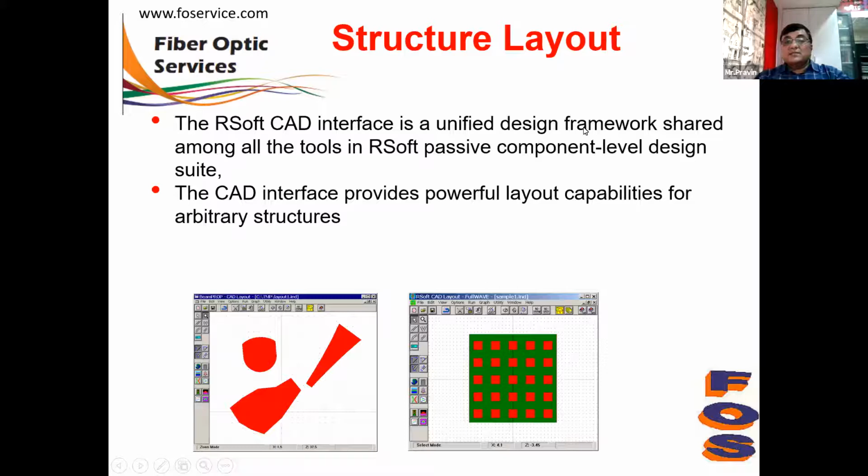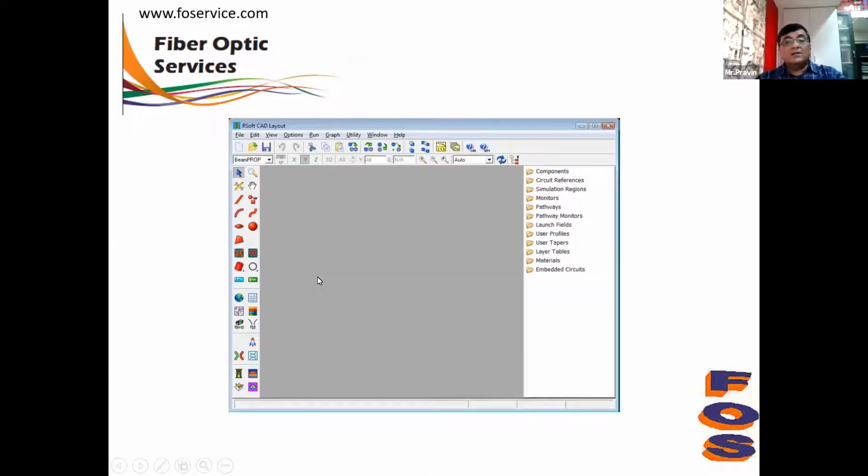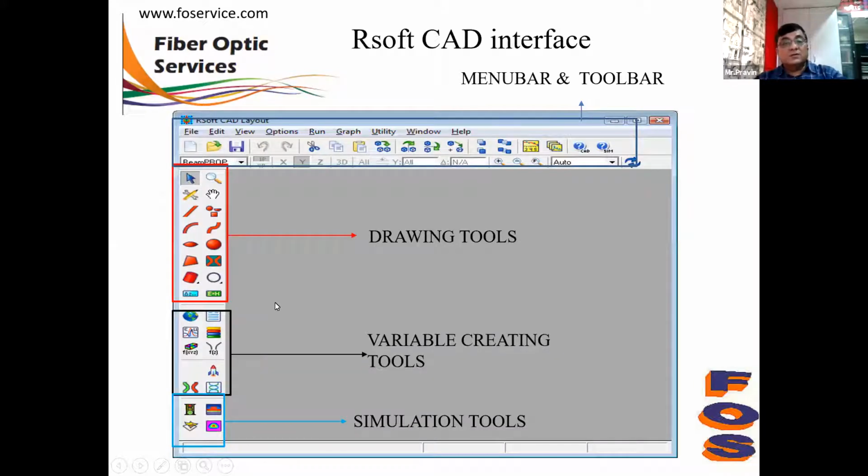As I have mentioned earlier, the CAD is shared by all the tools. If you have simulated a device using the BeamProbe, and you want to simulate the same device using FDTD, you just have to change the simulation tool in the settings. This is how the tool looks. I'll also show you the actual tool.